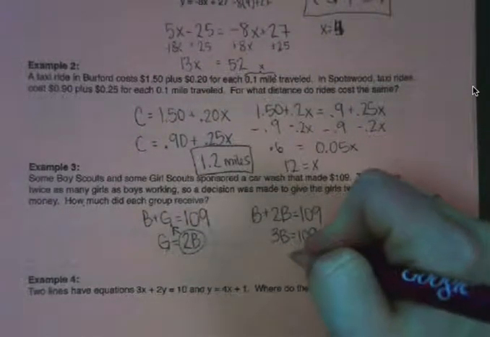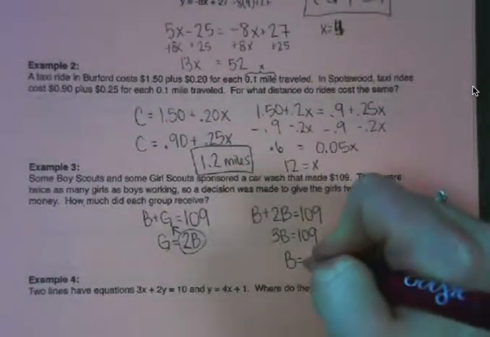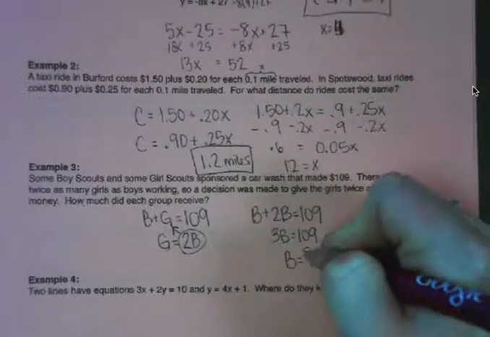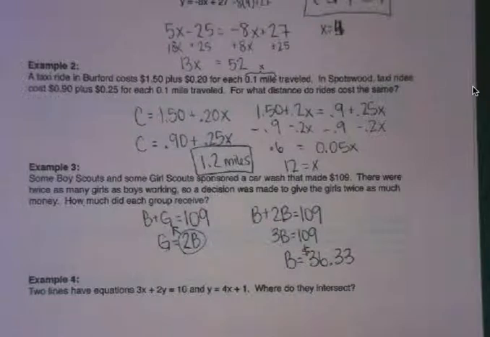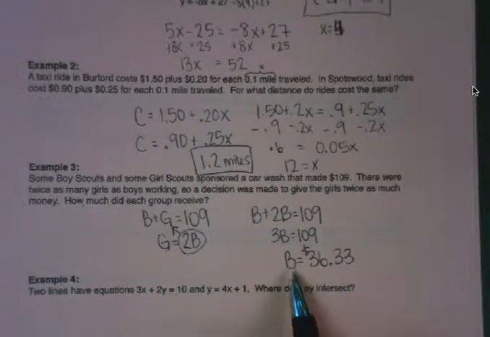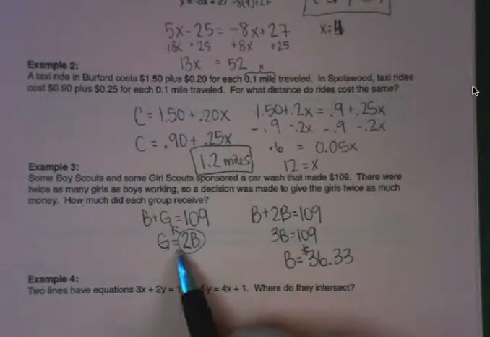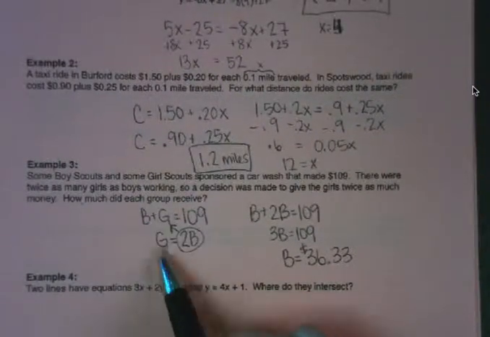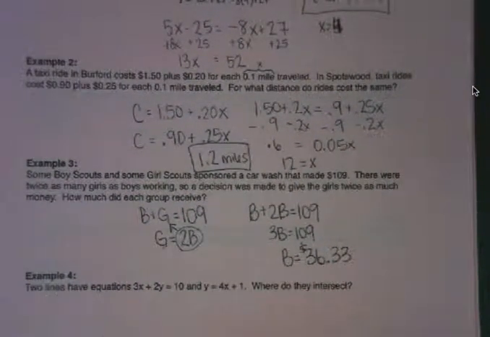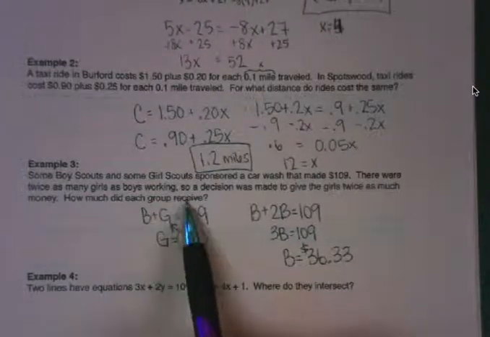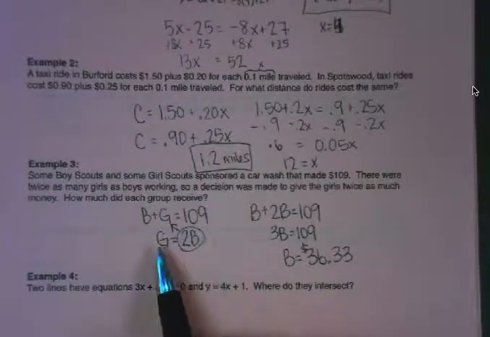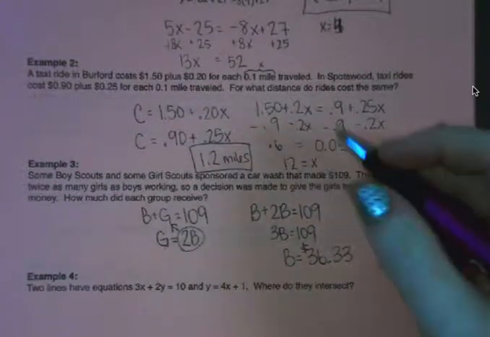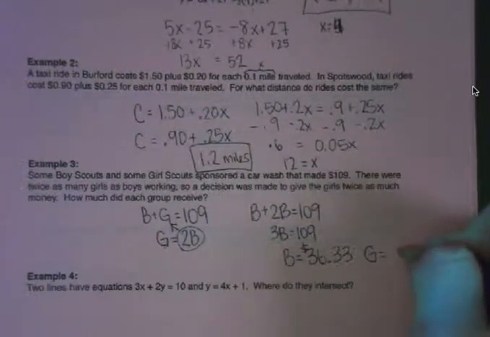And it looks like the boys made 36.33. Okay, so now you could go and plug this B back in here or in here, and it'll tell me how much the girls received, because we want how much each group received. Since I know the girls received twice as much, I'm just going to double that. And the girls received 72.67.